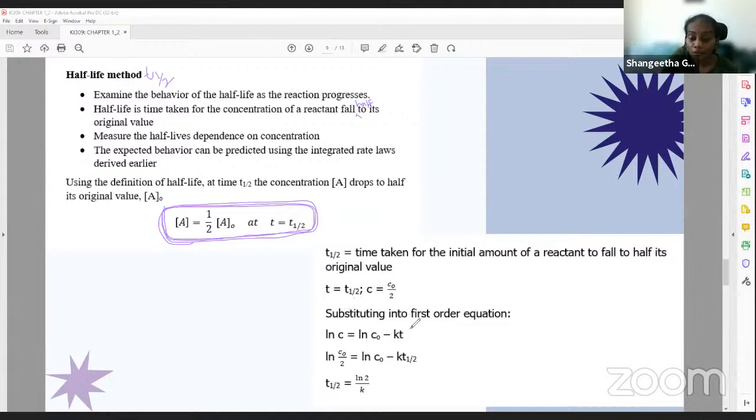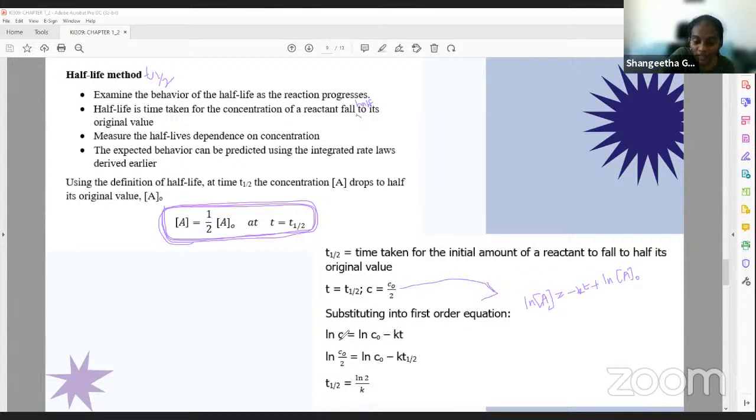Okay, so when you substitute this into the first order equation, again, please try to remember what your first order equation is. Negative k, negative k plus ln A naught. Please remember again, I wrote the same expression about five or six times today. So you put the values inside here.